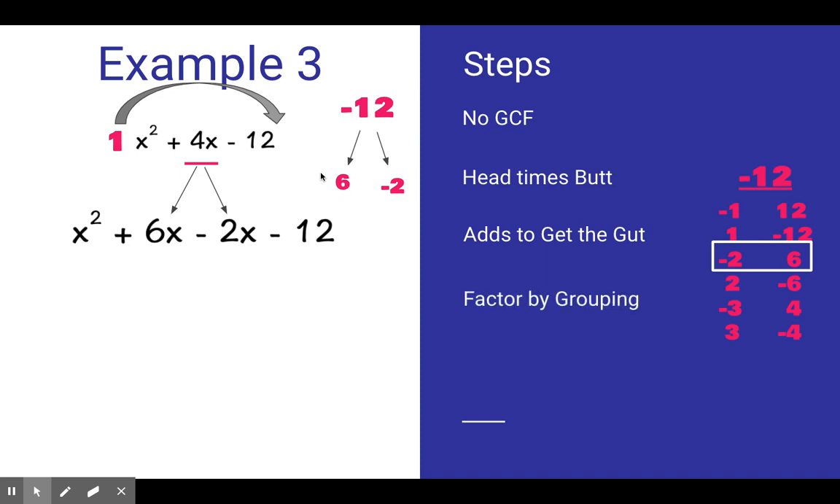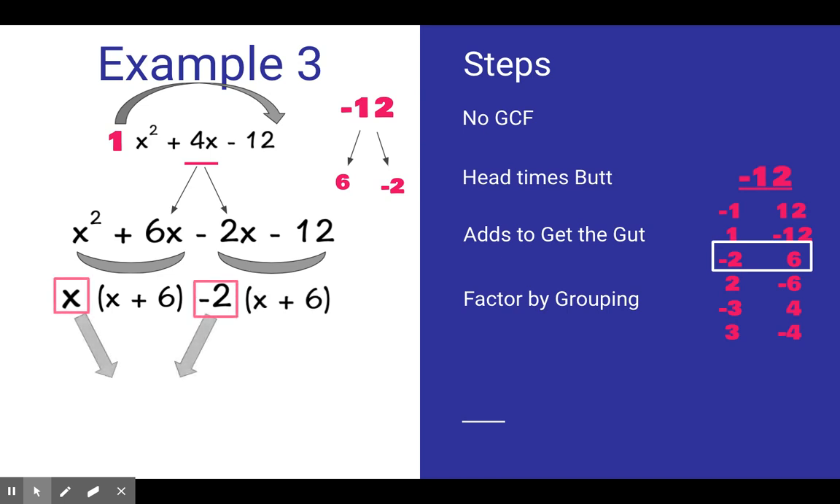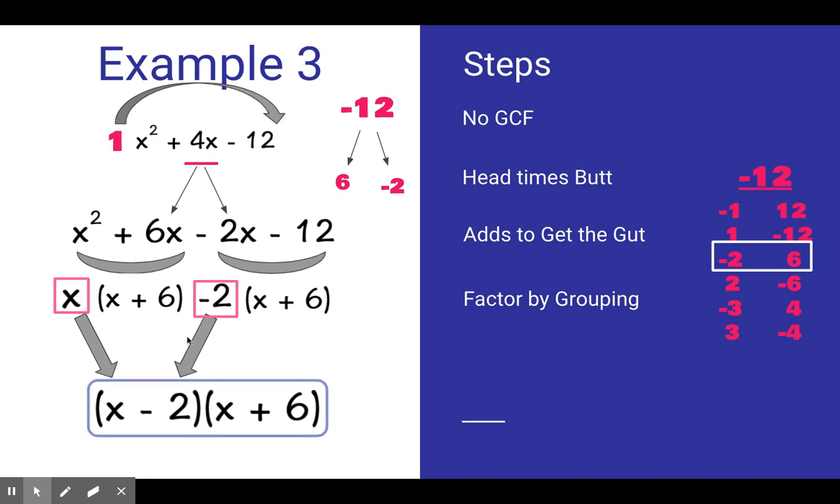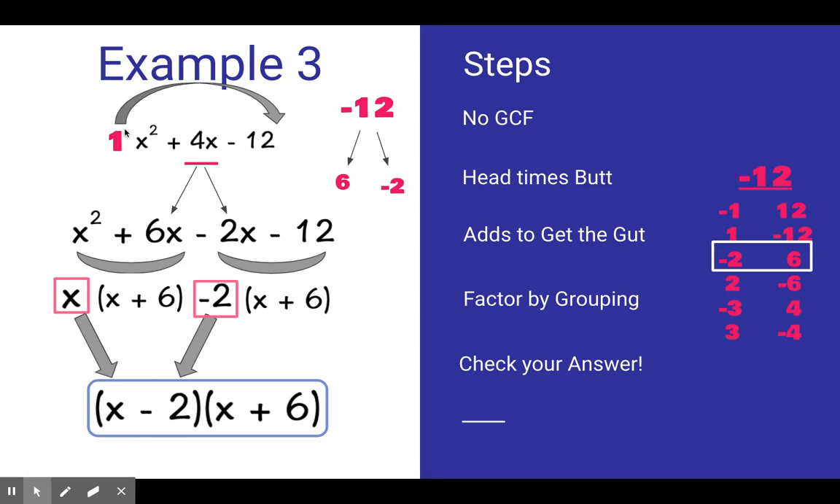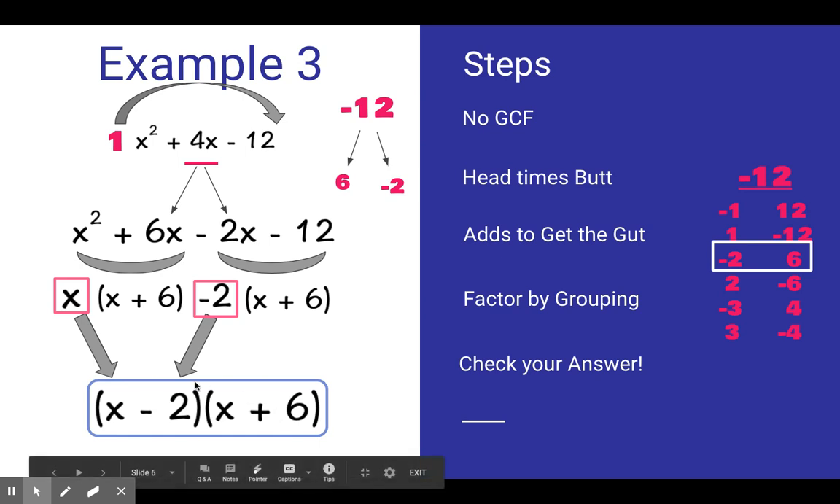Okay, then I'm going to go ahead and group, pull out my GCF. So my GCF in the first group is x, leaving me with x plus 6. GCF in the second group is negative 2, leaving me with x plus 6. And then I put my two GCFs together in one factor and bring down the x plus 6. There's my answer. Once again, I could check by multiplying. X squared, positive 6x, negative 6x will give me 4x, and then negative 12. So once again, we are going from standard form here to factored form.